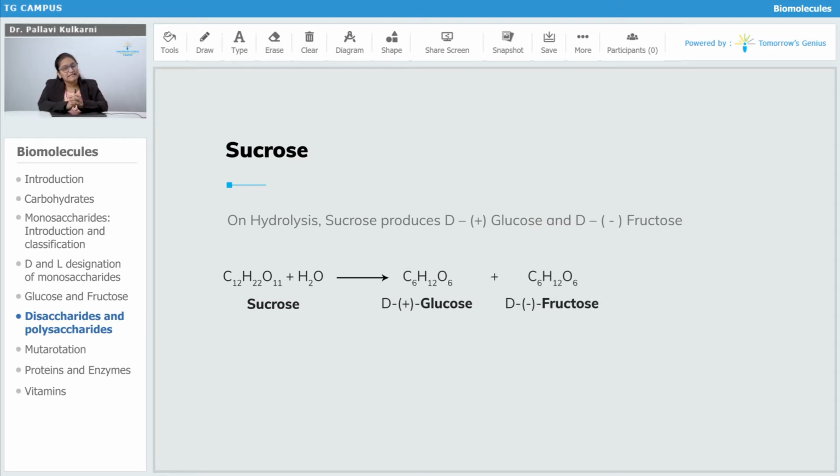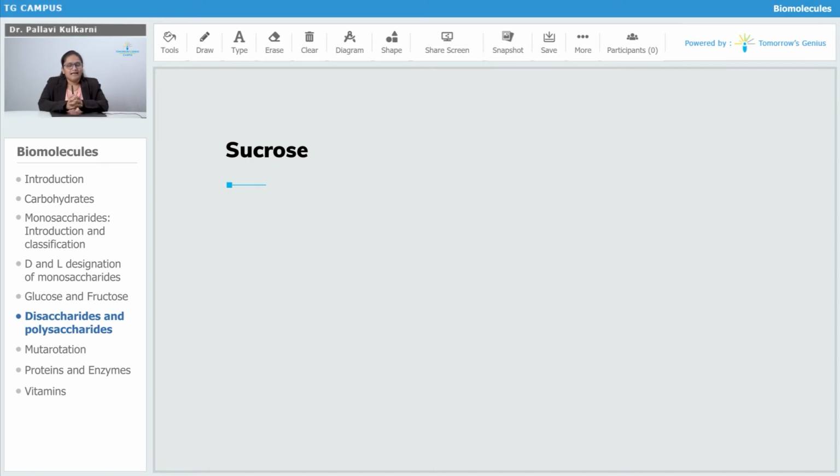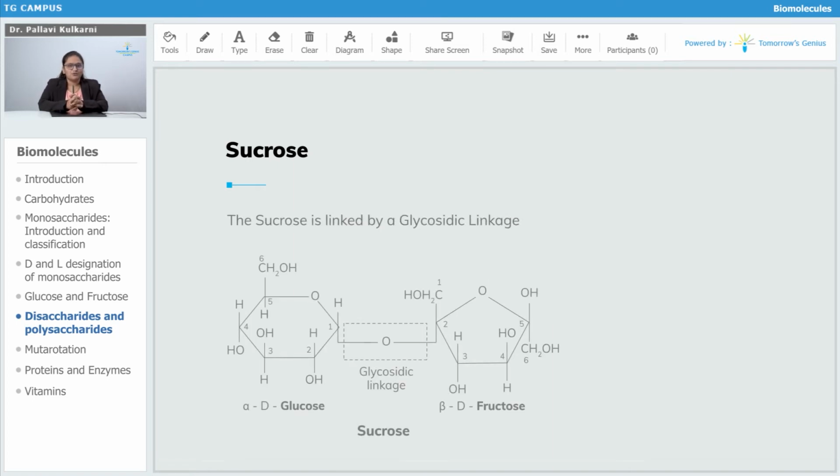Both are the D designations. Glucose as well as fructose are the monomeric units for the disaccharide which is called sucrose. You can see the hydrolysis reaction of sucrose, which is giving you D glucose and D fructose as the monomeric units, that is, the hydrolyzed products.